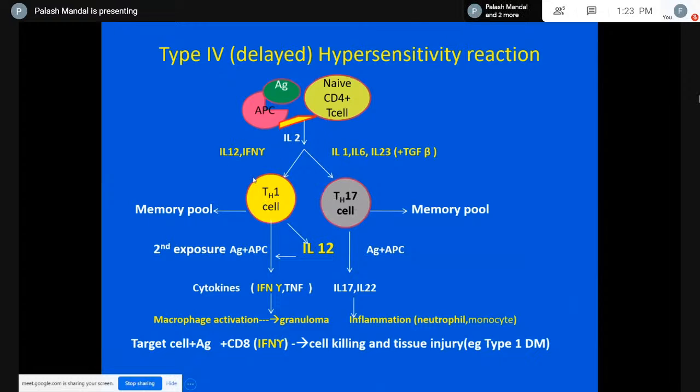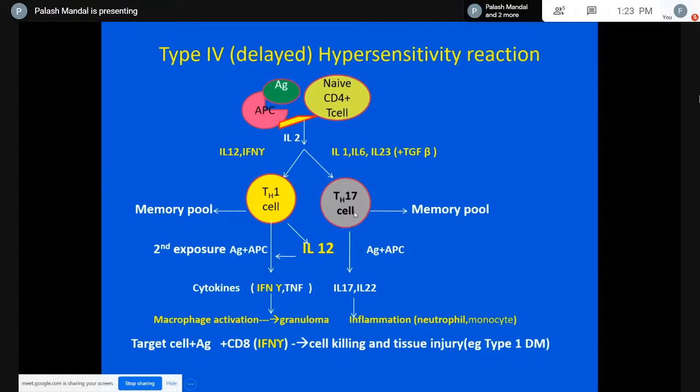So why Th1 and Th17? Because there are some additional cytokines like interleukin 12 and interferon gamma, which lead to the transformation of the naive CD4 cell into a Th1 cell. Now, if these cytokines are replaced by interleukin 1, interleukin 6, interleukin 23, and TGF beta, then this same cell may be transformed into a Th17 cell.